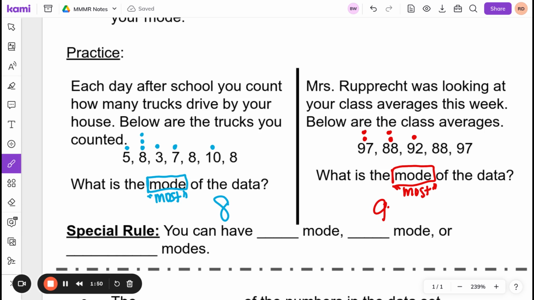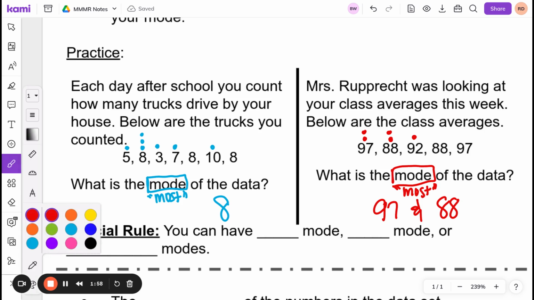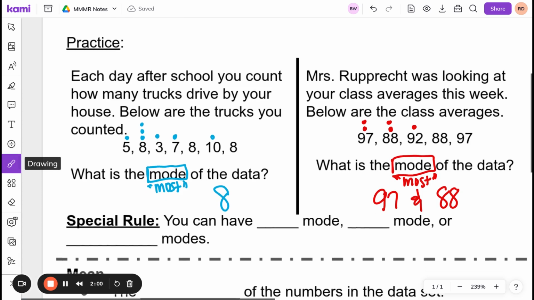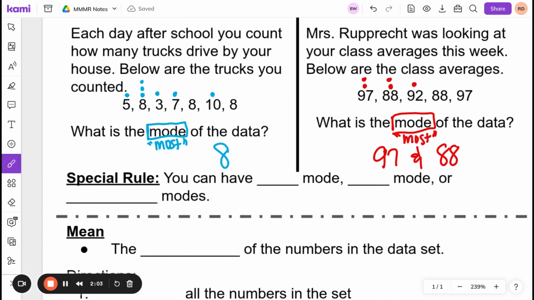So you can actually have 2 modes. Both 97 and 88 occur the most. So mode does have this special rule. We're talking about modes. You can have no mode, you can have 1 mode, or you can have multiple modes. This is the only vocab word in this unit where you can have multiple. So it's the only summary that has more than 1 answer possible.